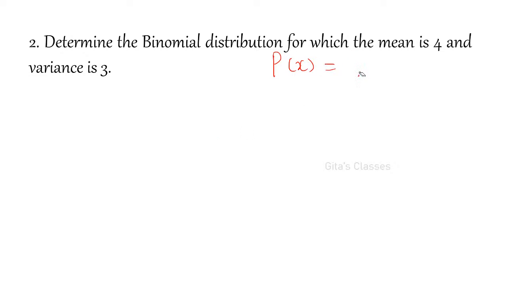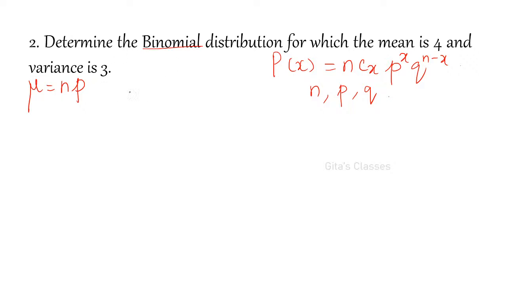P of x, if you want to write, what are all the things required? nCx, p to the power x, q to the power n minus x. So you want to find out n, p and q. Now what is given? Mean is given. Just now we have found that mean of the binomial distribution is np. np is equal to 4 is given, right? And variance npq is 3. Let us take this as equation number 1 and this as equation number 2.